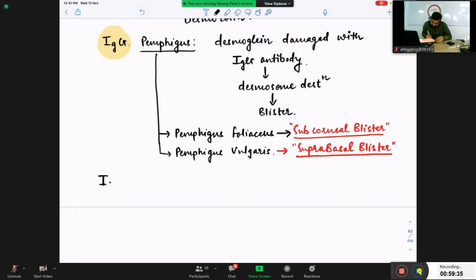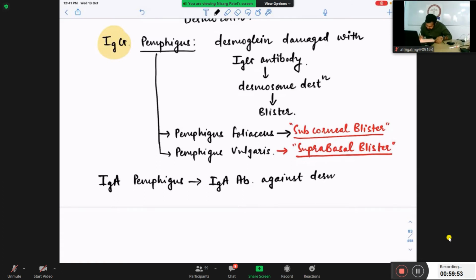The second variety is IgA pemphigus. In IgA pemphigus, there is IgA antibody against the desmoglein, against the desmocollin.